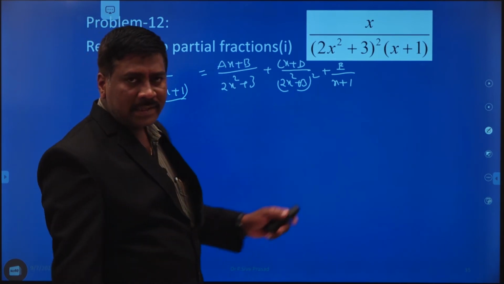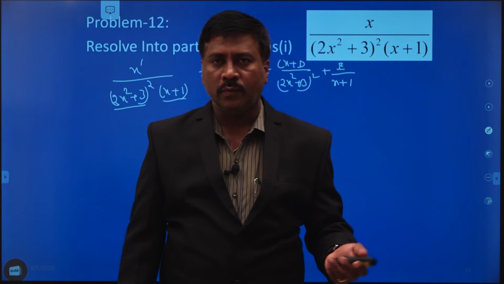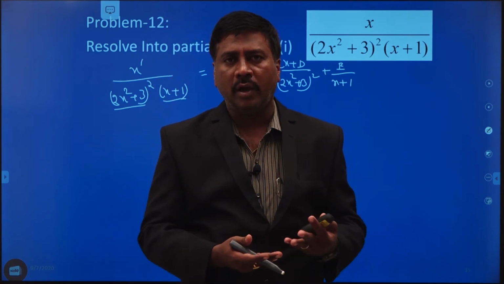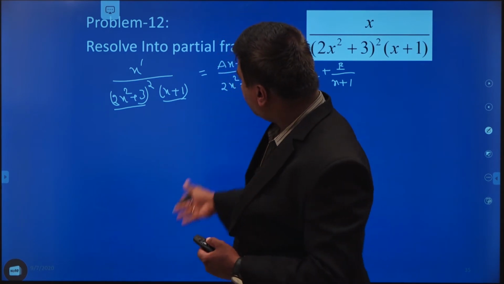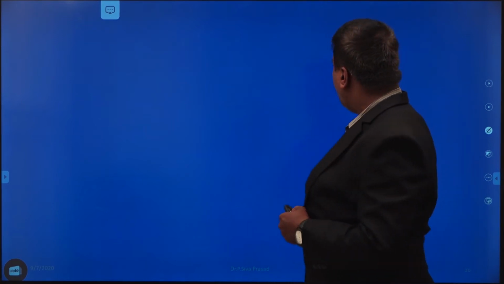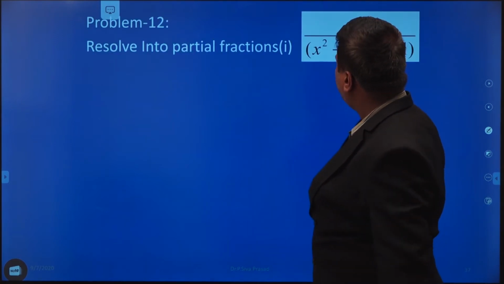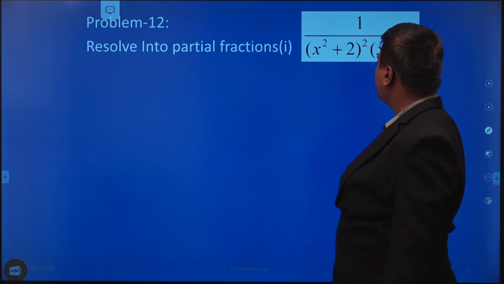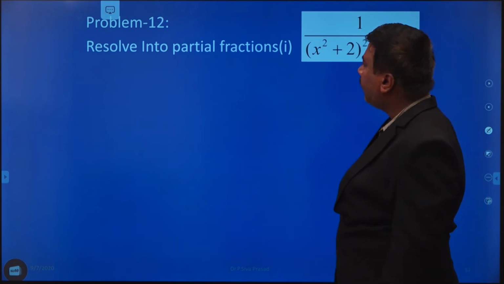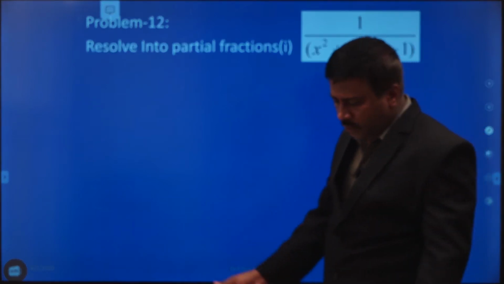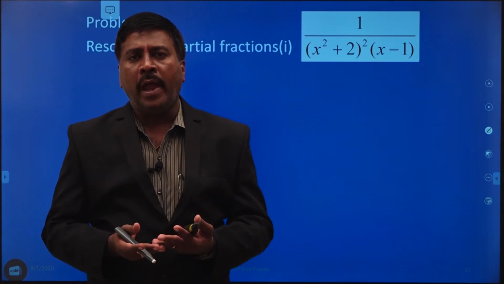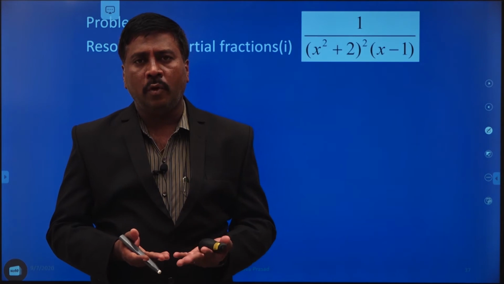You can expect this type of problem for essay questions, because we are at the stage of ending the first unit. Now, this is another problem, 1 by (x square plus 2) whole square into (x minus 1), to resolve into partial fractions. The same technique applies here also. Please all of you do it. In this session, what we learned is to identify from the fraction whether it is proper or improper.